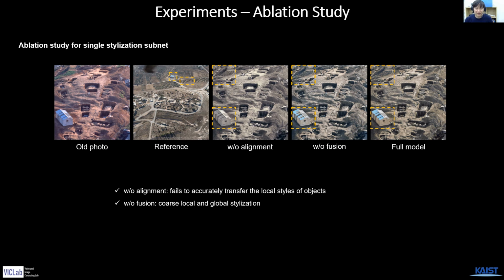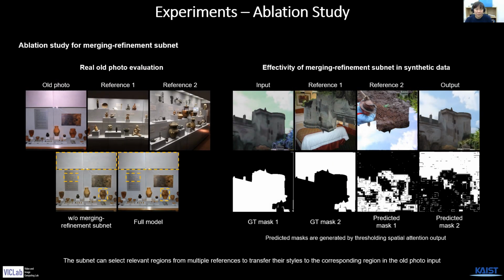To study the effectiveness of our network, we first conduct an ablation study of the single stylization subnet on real-world photos. The subnet fails to accurately transfer the local styles of objects when the alignment module is removed. Adding the fusion module further improves the performance, resulting in smoother stylization both locally and globally. Next, we study the effectiveness of the merging refinement subnet both on real-world photos and synthetic degraded photos. Both real and synthetic data evaluation shows that this subnet is able to select relevant regions from multiple references to transfer their styles to the corresponding region in the input.